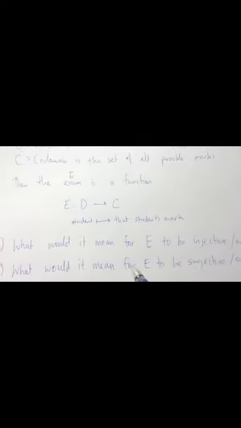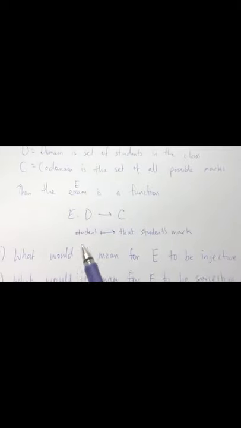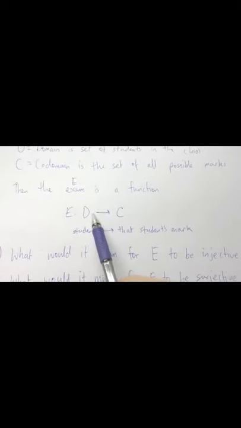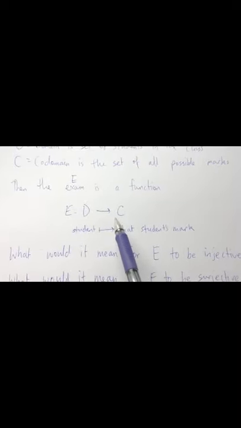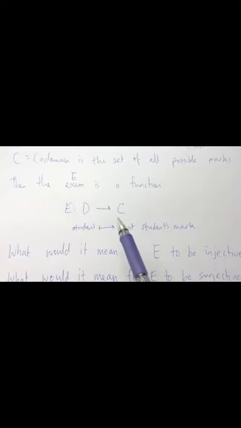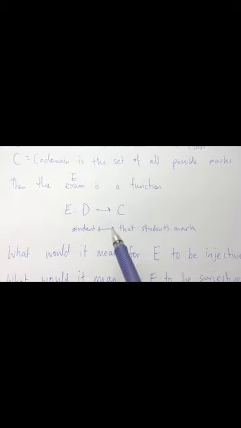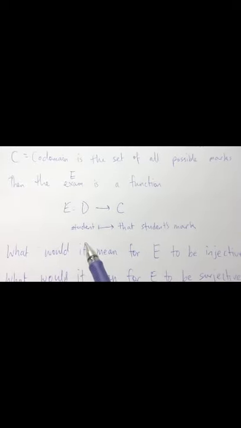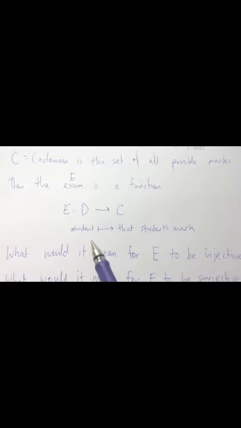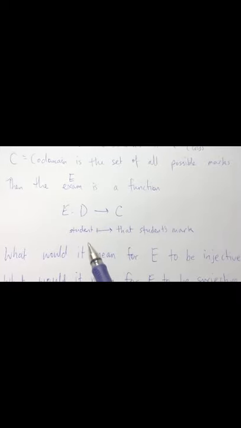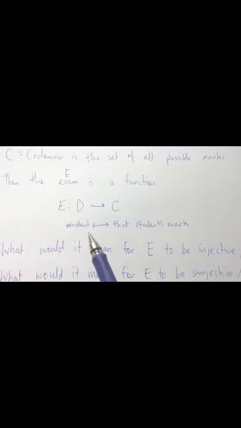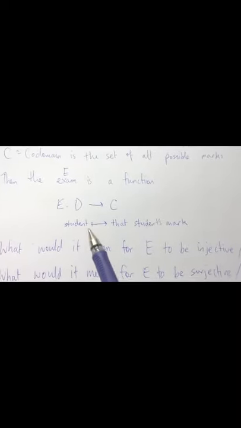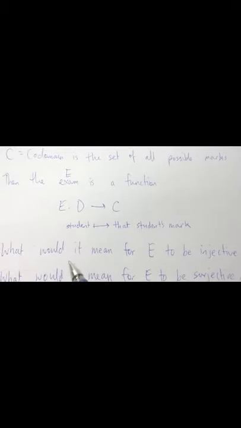The second part is, what does it mean for the exam to be surjective? Well, surjective means that all of the possible marks are obtained by students. So this would mean that there'd be more students than actual possible marks. So this exam could be out of 17, and then there's 30 students in the class. And in that case, some students would definitely have to get the same marks. And this is not very good because the students that get the same marks cannot be separated for ranking purposes.